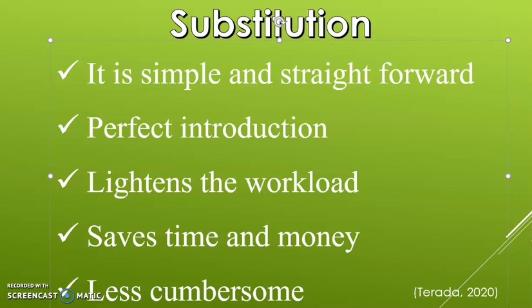So, why substitution? Because it's simple and straightforward. It's a perfect introduction for both faculty and student. It lightens the workload and saves time and money, and it's less cumbersome.